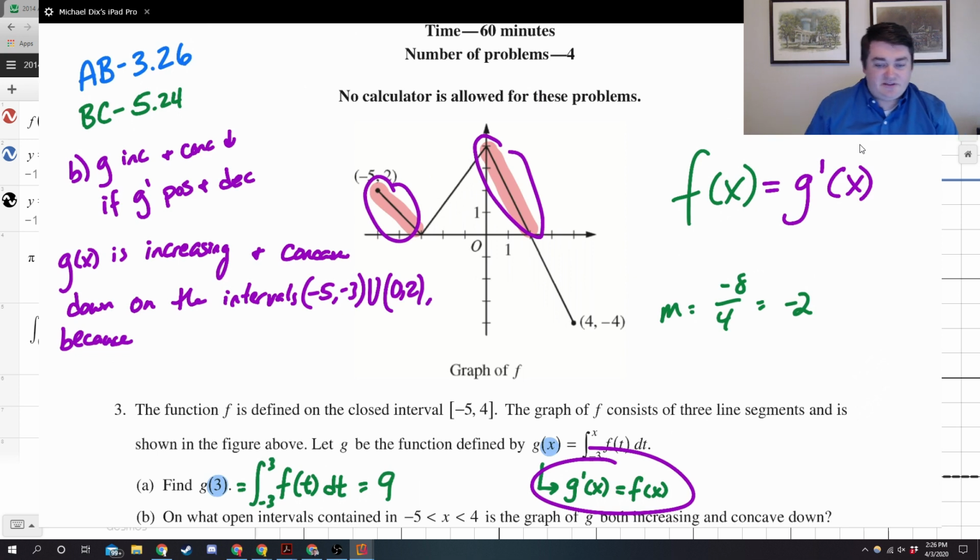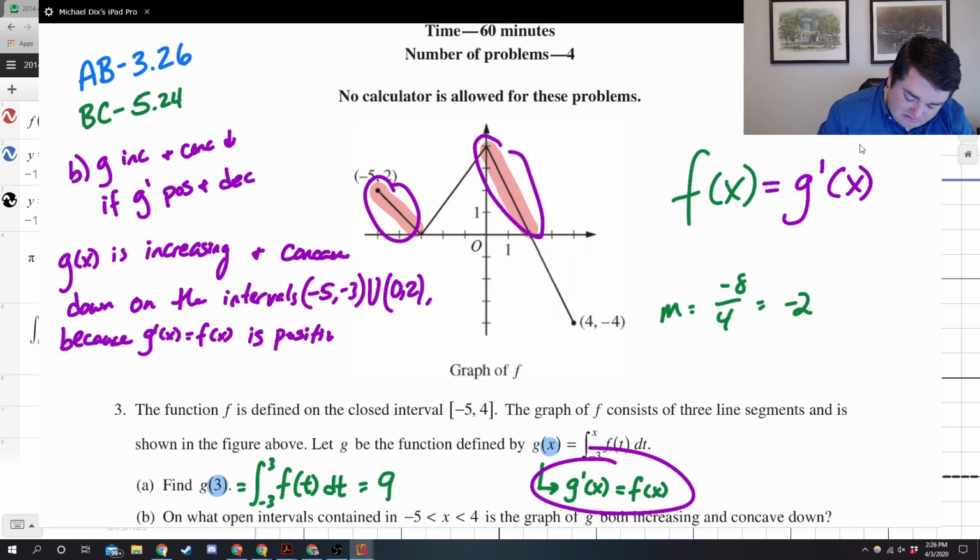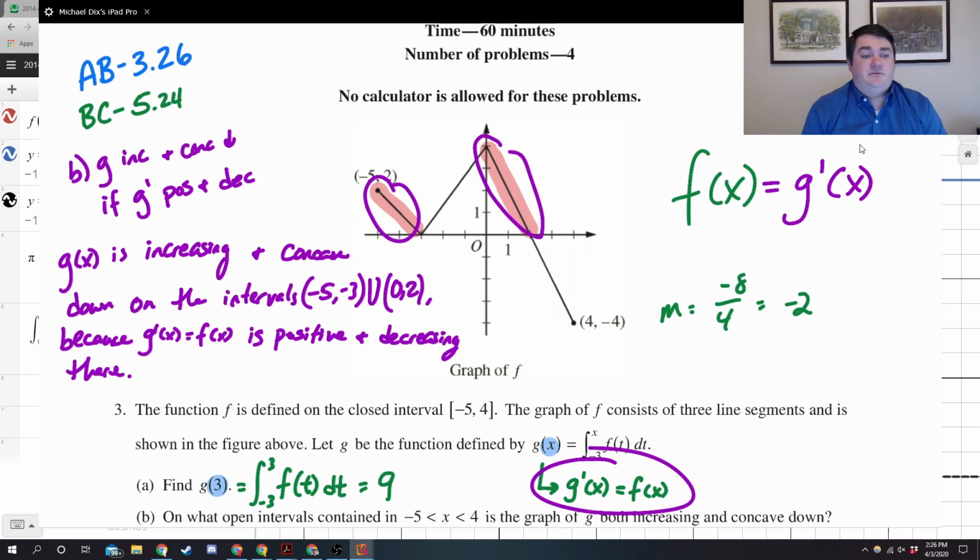Because, I need to justify this, because g prime of x, which we know is equal to f of x, is positive and decreasing there. So g of x is increasing and concave down on the intervals -5 to -3 and 0 to 2 because g prime of x, which is equal to f of x, is positive and decreasing there. That's part B.